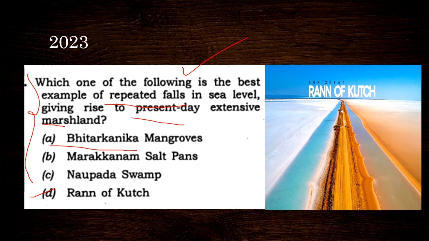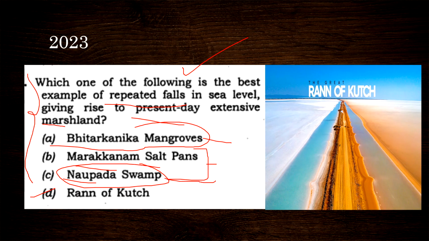The question on Bhitarkanika mangroves has already come. We will see it later in the slides. Pending areas are Marakkanam and Naupada swamp. So please go through them, about their locations. What are their fundamental features? Naupada swamp was already in the news in 2022 because of a nematode infestation which led to a large number of mortalities of spotted-billed pelicans. So please read about them.